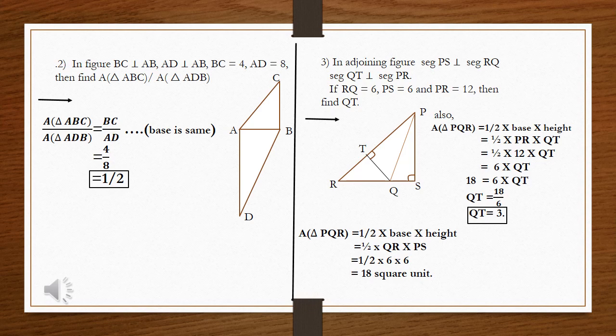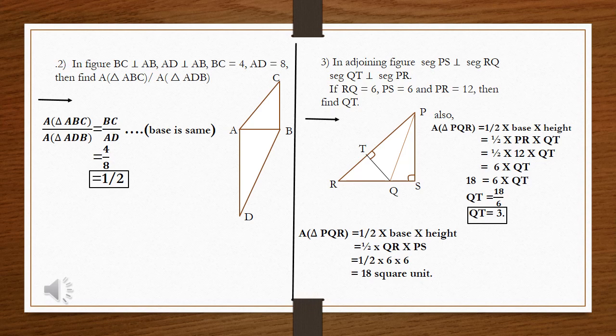In the adjoining figure, seg PS is perpendicular to seg RQ. Seg QT is perpendicular to seg PR, and RQ equal to 6, PS equal to 6, PR equal to 12. Then find the value of QT.